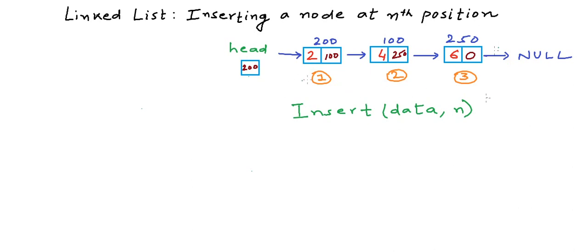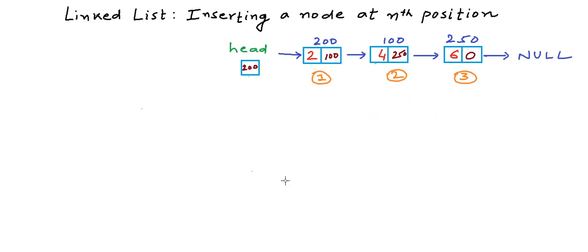Let us assume, for the sake of simplifying our implementation, that we always give a valid position, so that we do not have to handle the error condition in case of invalid position.